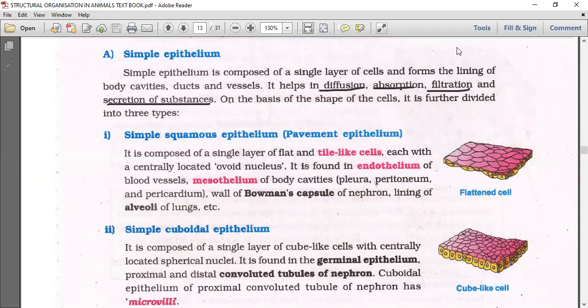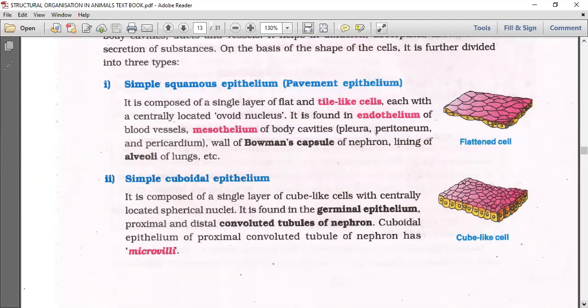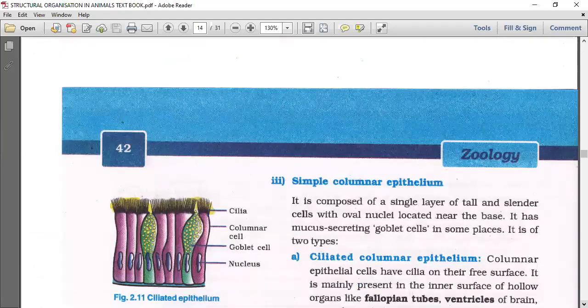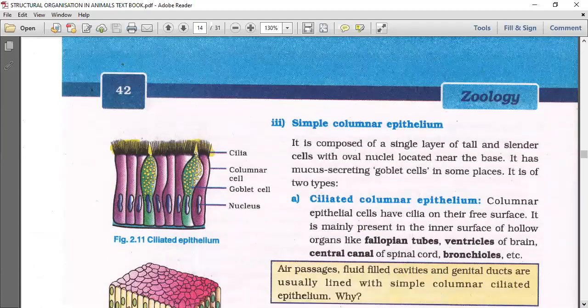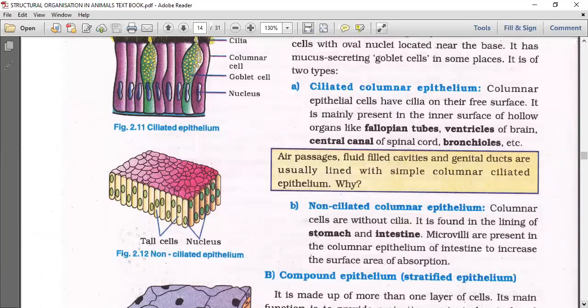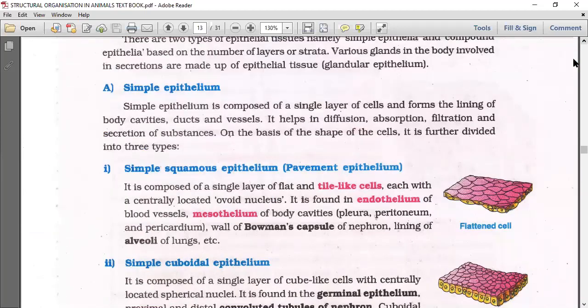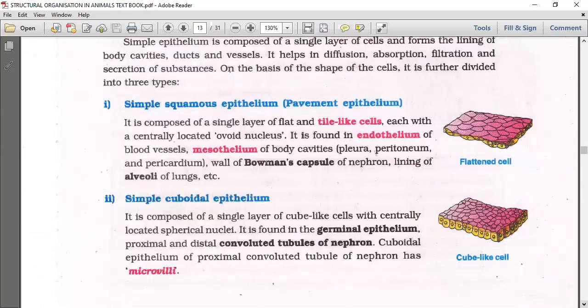On the basis of the shape of the cell, this is the basis, it is further divided into three types: simple squamous epithelium, simple cuboidal epithelium, and simple columnar epithelium. Simple columnar epithelium is further classified into simple ciliated columnar epithelium and simple non-ciliated columnar epithelium. So let us see one after another. Simple squamous epithelium.